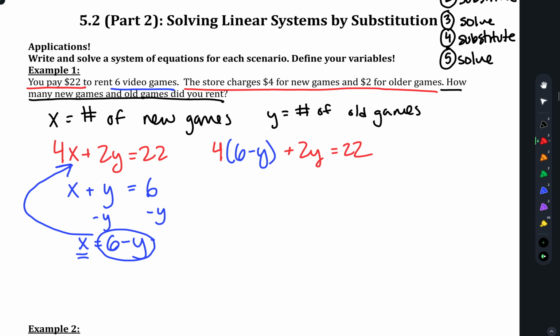If you get to this step and you have more than one variable in your equation, so like an x and a y, you did something wrong. You should either only have y's or only have x's. That's how we know we did it right. So from here, now I'm going to go ahead and distribute. I'm solving for my remaining variable, which is a y. 24 minus 4y plus 2y equals 22. Combine your like terms.